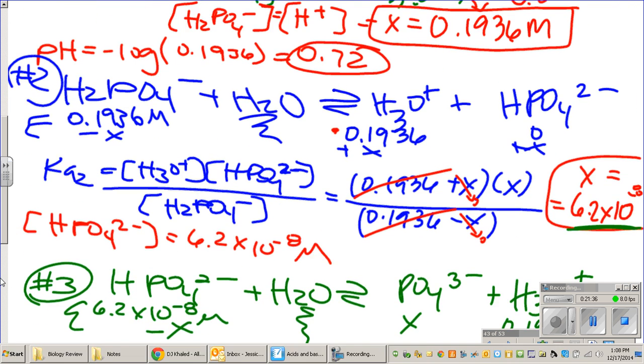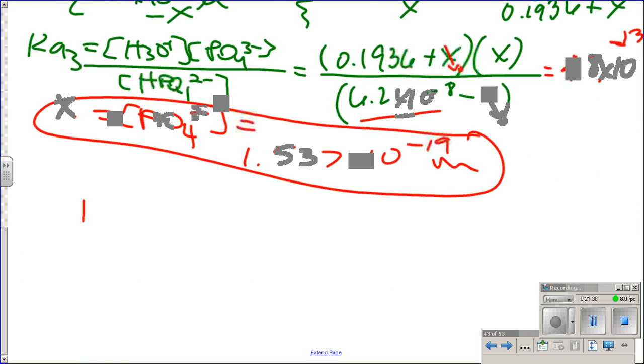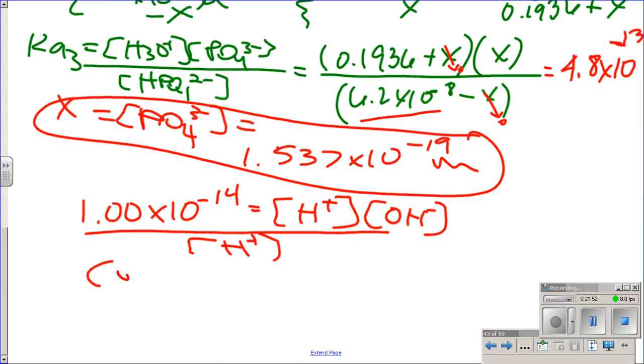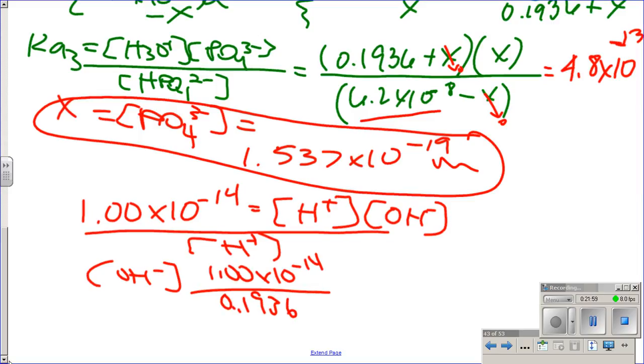That would be way too hard. How about you just do the easy one, which is the Kw one? 1.00 times 10 to the negative 14 is equal to H plus times OH minus. So if you had your H plus, you divide. OH minus is just 1.00 times 10 to the negative 14 divided by 0.1936. This is a formula you should know because that's an easy one-stepper. I don't know what that number is because I didn't calculate it on this one.